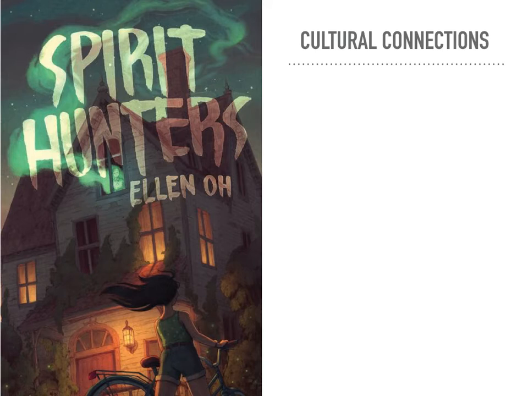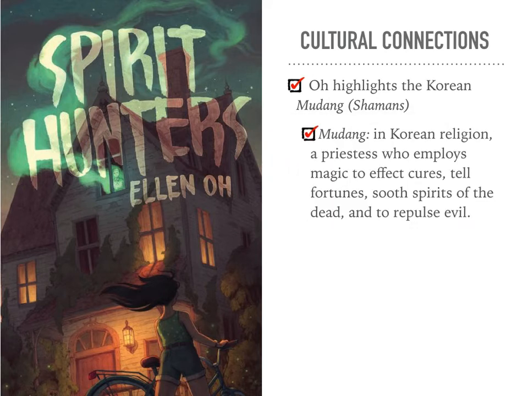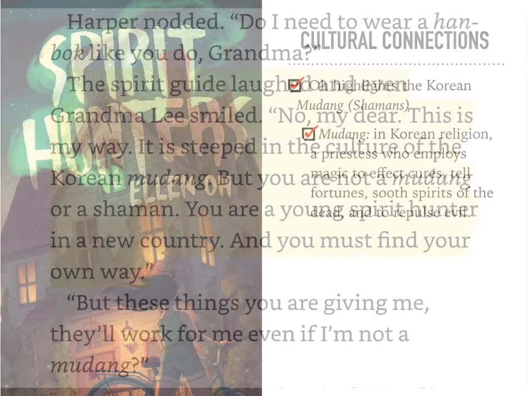So now we're going to move on to cultural connections. And one of the connections that I love is that O highlights the Korean Mudang. The Korean Mudang in Korean religion is a priestess who employs magic to effect cures, tell fortune, soothe spirits of the dead, and to repulse evil.